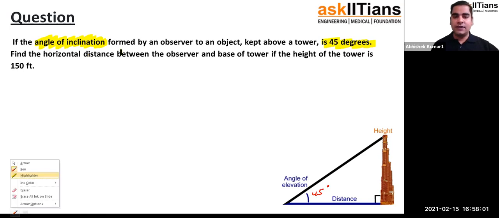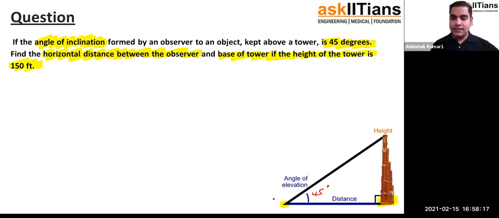Then what are they asking us? They are asking us to find the horizontal distance between the observer, this is the position of the observer, and the base of a tower if the height of the tower is 150 feet. This is the base of the tower. So I am going to name the tower as well as the object. Let's say this object is denoted by A. B is the top of the tower. C is the base of the tower. So this A denotes the position of the object, this B represents the top of the tower, and the C represents the base of the tower, nothing else.